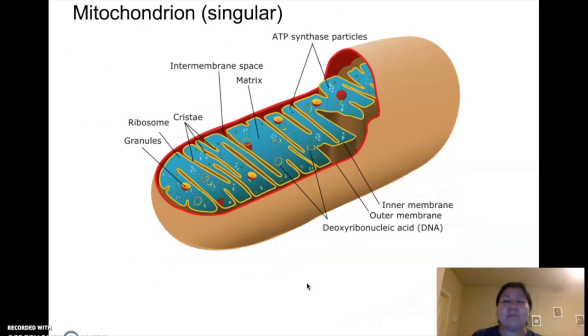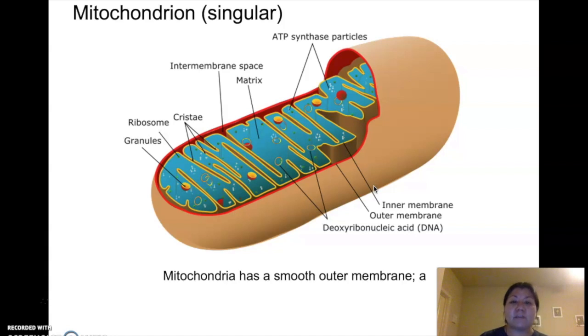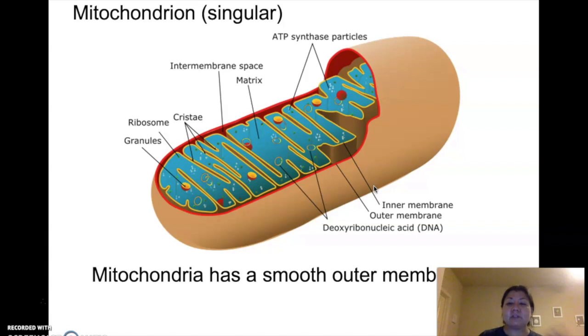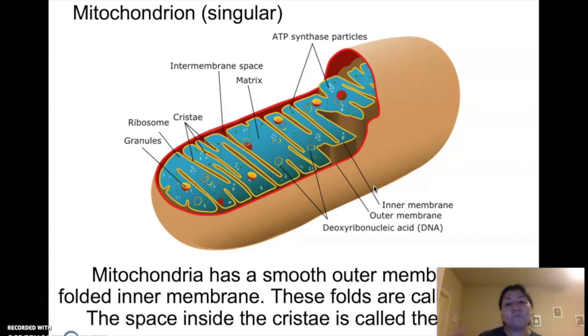So where does all this happen? This all happens in the mitochondria. My mitochondria looks very similar to my chloroplast. It has a double membrane and all of these folds inside that allow our electron transport chain to work. Remember, the more folds you have in a membrane, the more surface area you provide for different types of chemical reactions. The mitochondria has a smooth outer membrane and a folded inner membrane, and that allows cellular respiration to occur.